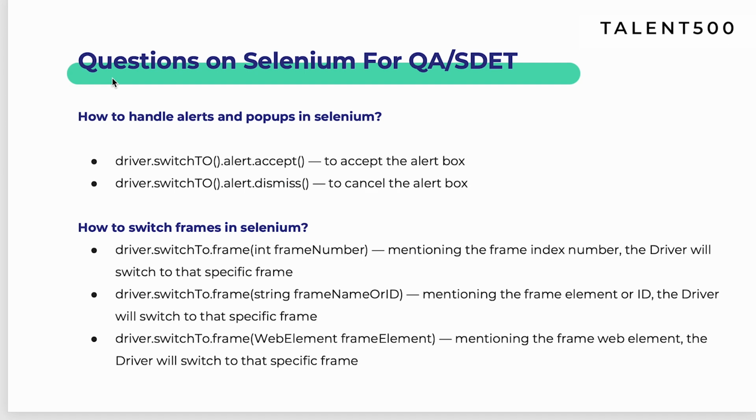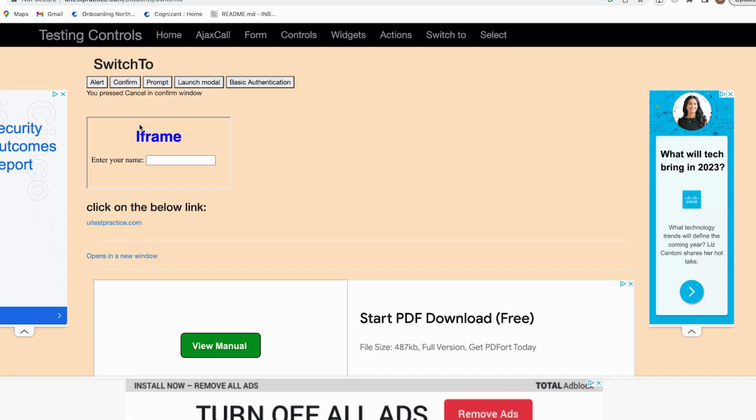Got it, right? Next question is how to switch frames in Selenium. So what happens, this is basically called a frame. Can you see iframe? It has been written. This is basically a frame. So frames are also not available in your direct page, so you cannot access them directly.